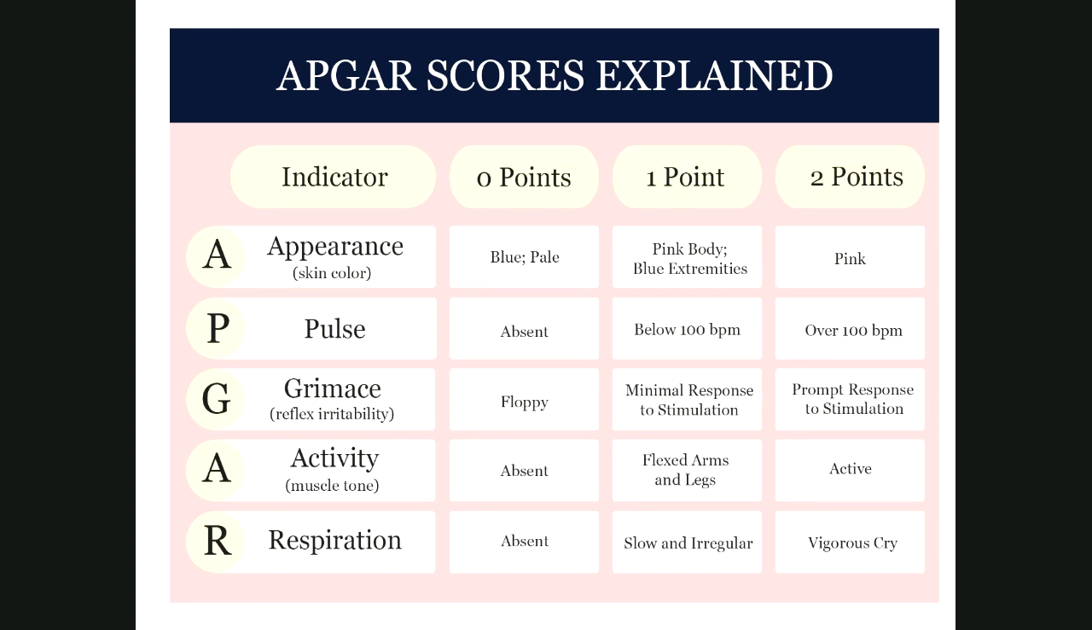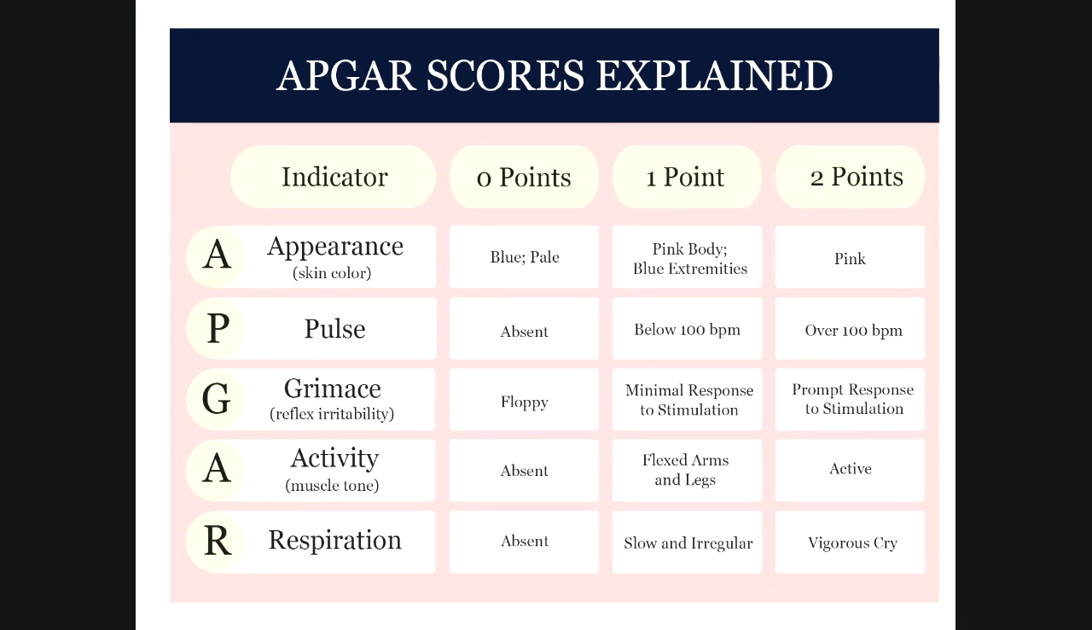Grimace is like if the baby is born and crying vigorously, its grimace is already a 2. If it's grunting and struggling to breathe, you would give it a 1. So this G, the grimace, and the reflex irritability is tied in with the respiration. So if I have a vigorous cry, look at what the baby's face looks like when it is crying vigorously. It's flexed and it's grimacing.